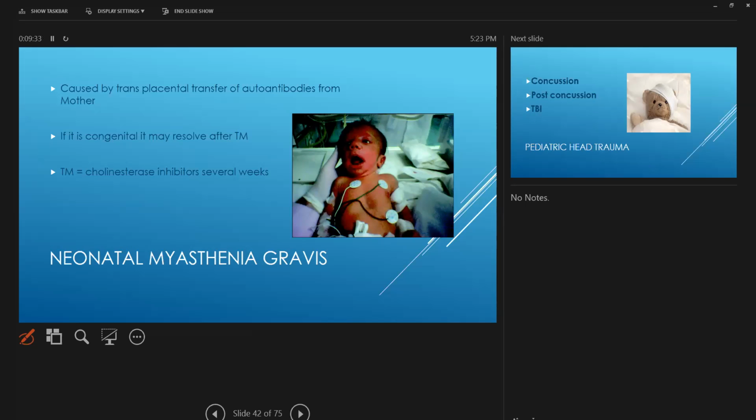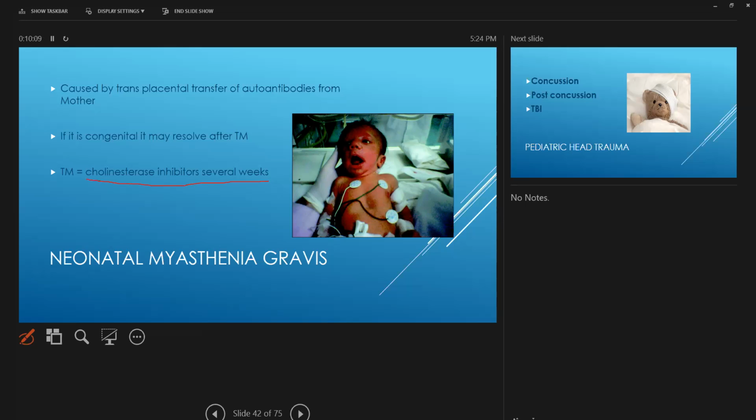So neonatal myasthenia gravis, this is just a very terrible thing, right? But basically what happens is the mother has myasthenia gravis. She then transfers antibodies to the fetus via transplacental transfer, and then the fetus, when born, has difficulty breathing and all these other problems. But we need to treat this child with cholinesterase inhibitors for several weeks. And they will normally completely be normal. So they might not actually have myasthenia gravis. They don't have a thymoma, but their mother did.